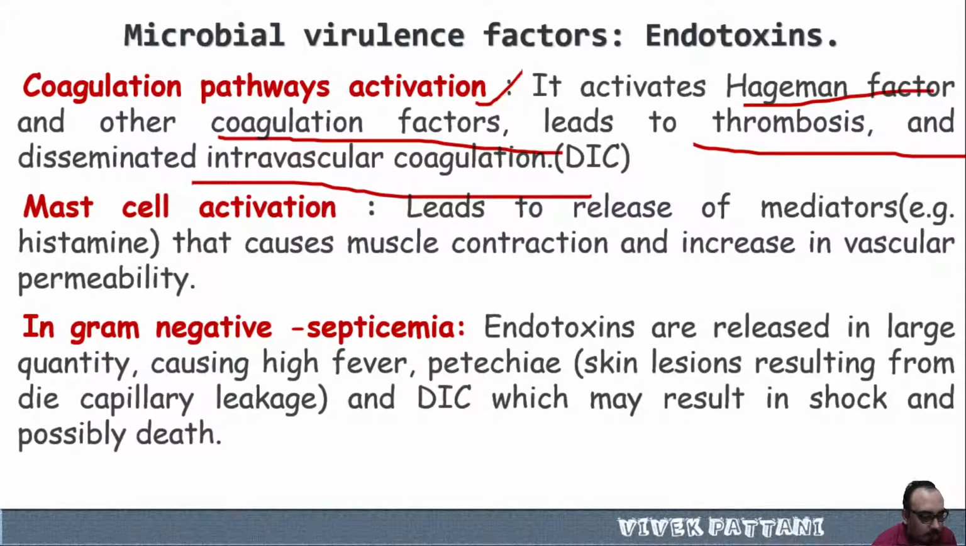The next one is mast cell activation, which leads to the release of mediators, for example histamine, that causes muscle contraction and an increase in vascular permeability.